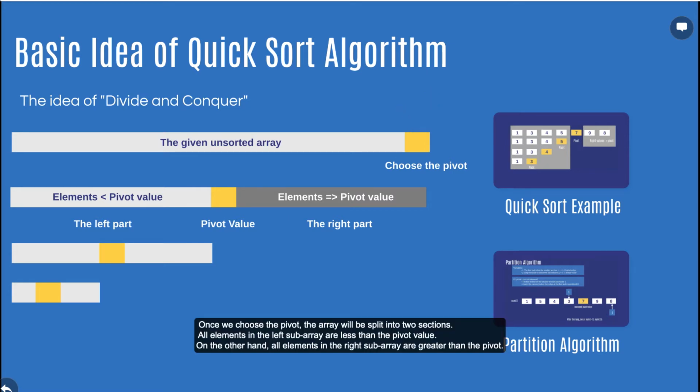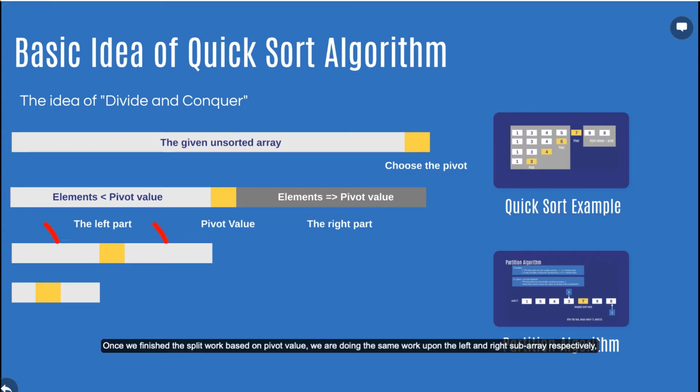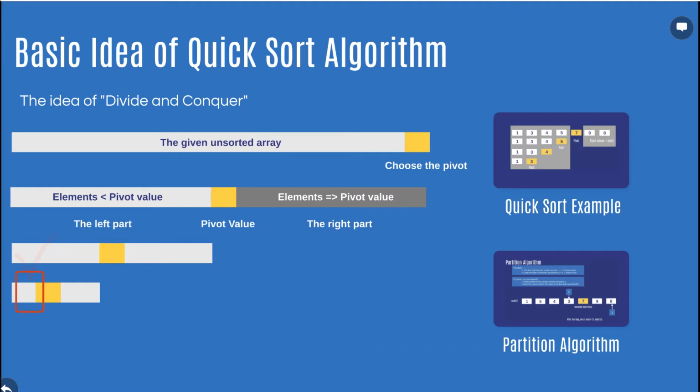Once we choose the pivot, the array will be split into two sections. All elements in the left subarray are less than the pivot value. On the other hand, all elements in the right subarray are greater than the pivot. Once we finish the split based on the pivot value, we do the same work upon the left and right subarrays respectively. We keep doing the same work until there remains one element in a subarray.